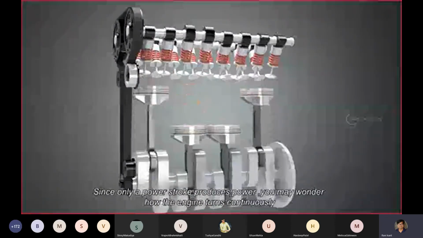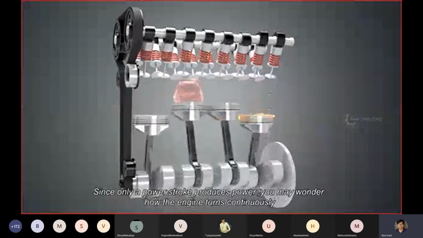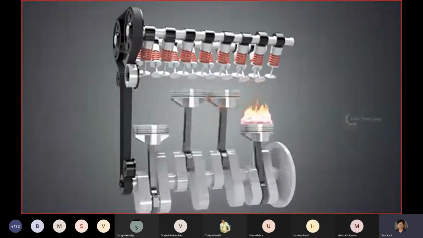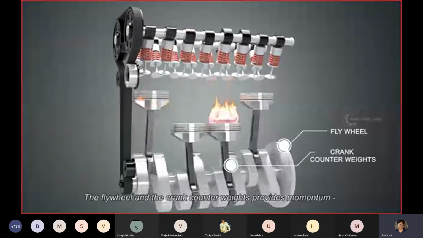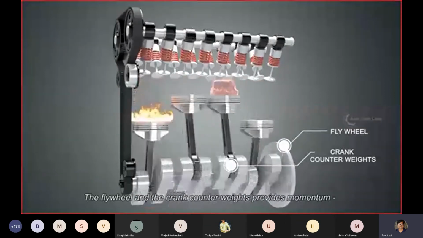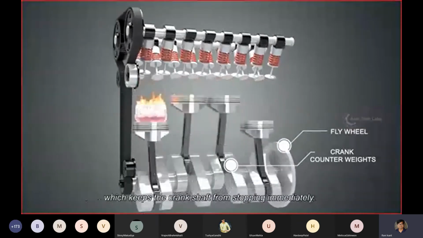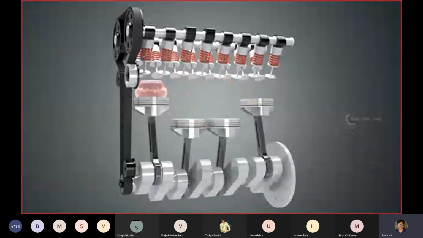Since only the power stroke produces power, you may wonder how the engine turns continuously. Well, the answer is in the crank itself. The flywheel and the crank counterweights provide momentum, which keeps the crankshaft from stopping immediately.